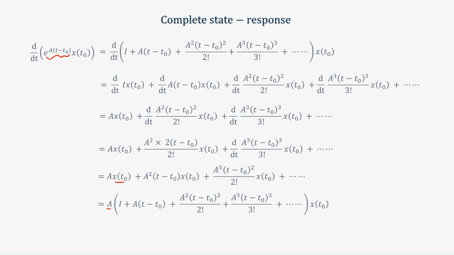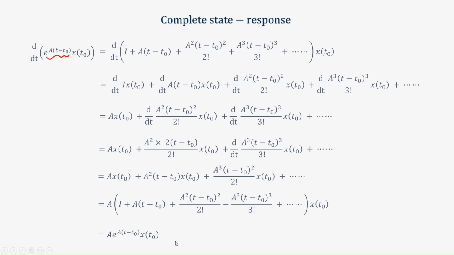x t naught, I am taking to the right, and A I am taking to the left. So, this is again an n cross n matrix, this is an n cross 1 vector, and this entire thing is n cross n. Now, the middle part here is nothing but the exponent series again, right.